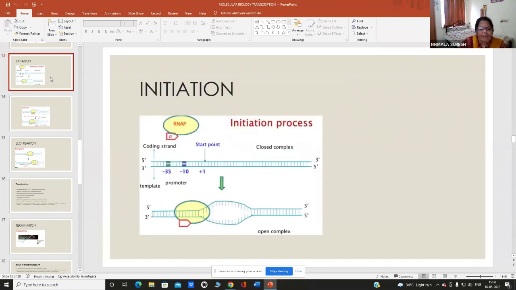Initiation, sigma factor. The sigma factor will temporarily bind. The binding of the sigma factor is transient, and the sigma factor helps the RNA polymerase to detect the promoter sequence. Similarly, the rho factor will help the RNA polymerase to come out at the termination site.